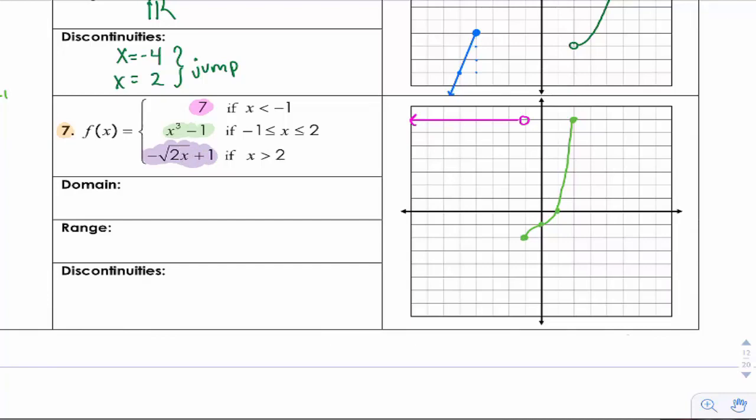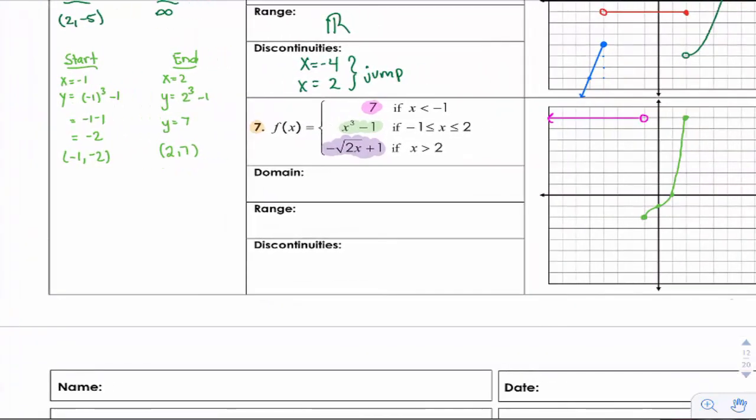We've got a few things going on here, but first thing I want to do is find that starting point. So that starting point is at 2, so I'm going to go ahead and find that. And again, the ending point is just infinity, so I don't need to worry about it. It's just going to go off forever. So the starting point is, again, x equals 2, and then what is y?